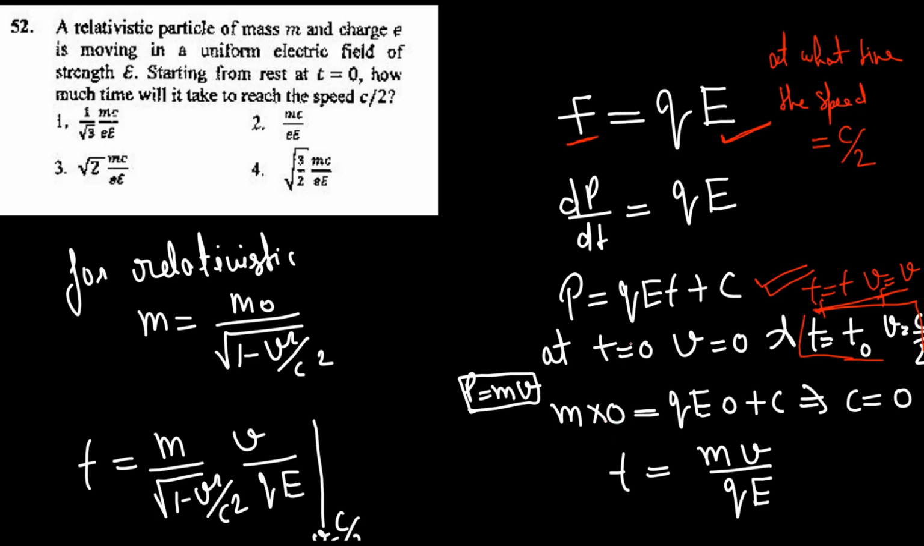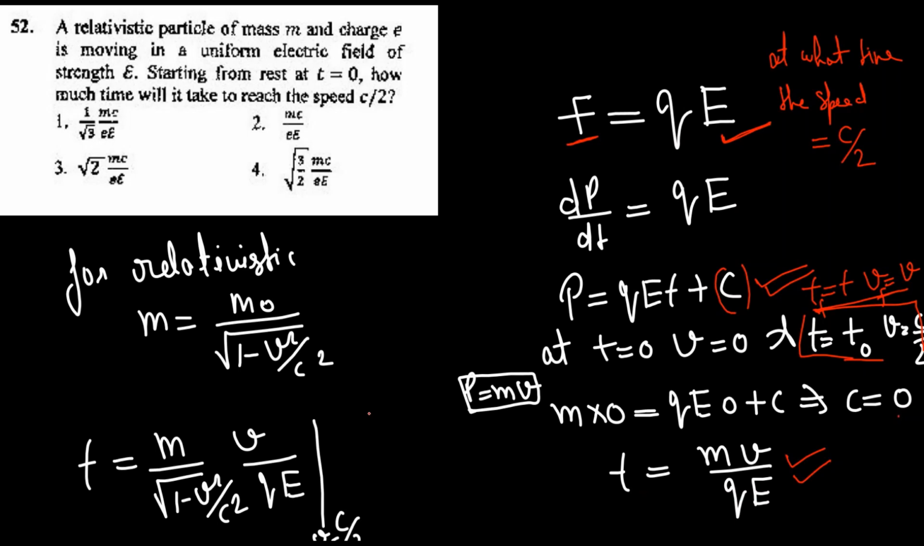So when you put the initial boundary condition that at t is equal to 0, v is equal to 0, from here we will get the integration constant as 0. So from here you will get t is equal to mv upon qE. Now what is asked in the question: at what time will the speed be c by 2.